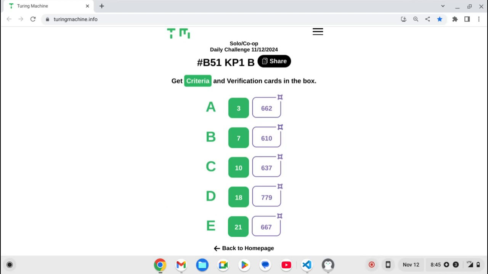Let's begin. Today's November 12th, 2024, and we're solving the Daily Turing Machine Puzzle. Today's puzzle uses the following 5 criteria cards: criteria card 3, 7, 10, 18, and 21. And the puzzle uses the purple verification cards. The code above is your way to get more information on today's puzzle by searching the code on turingmachine.info. Let's go solve.